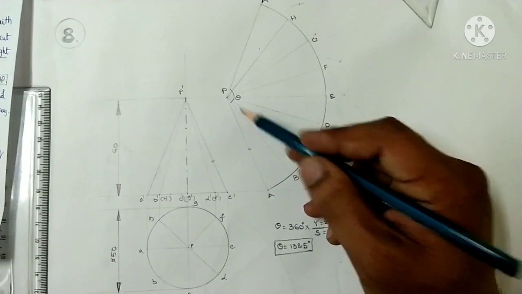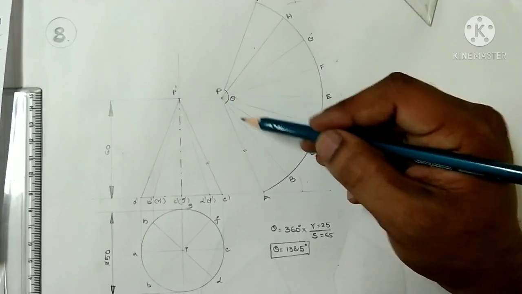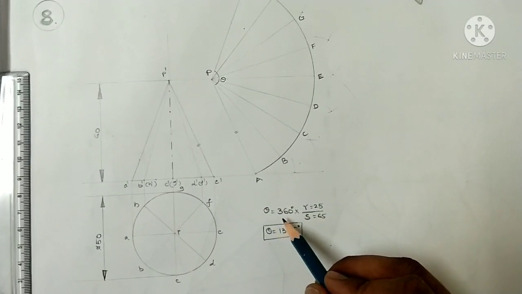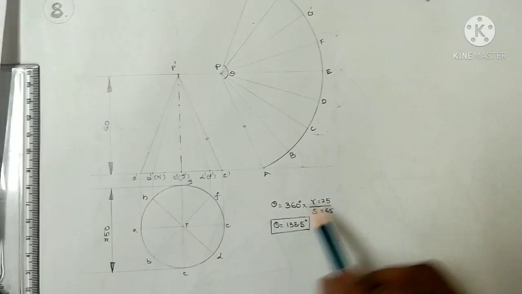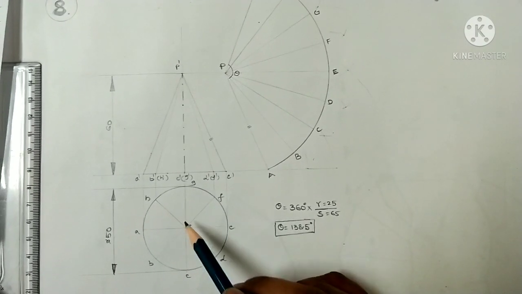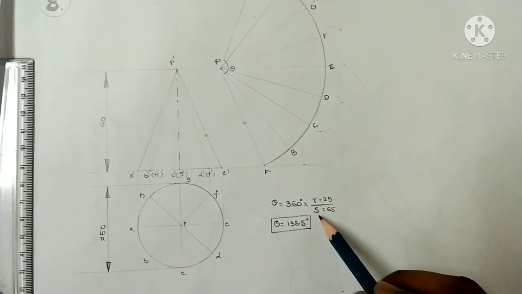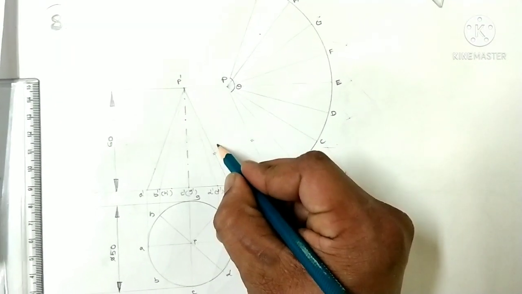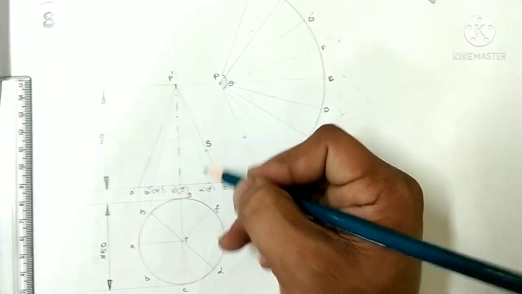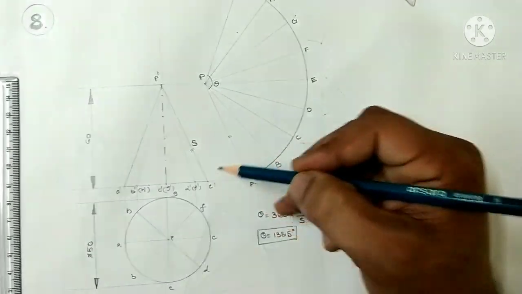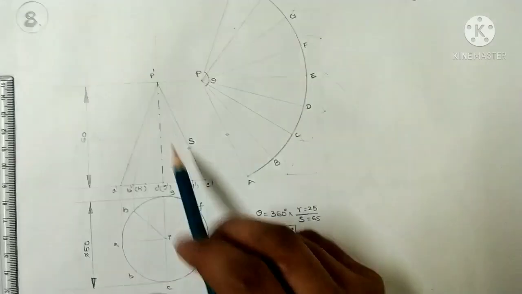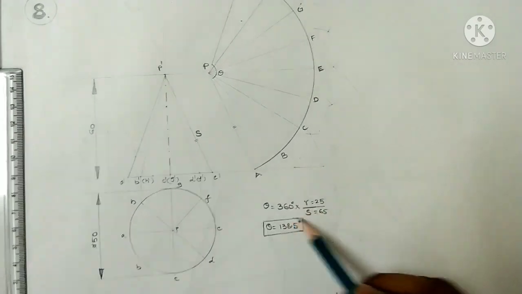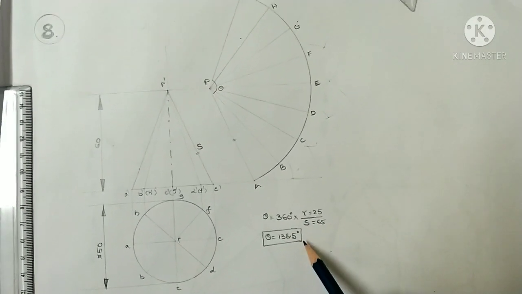Then the AP line is inclined to the other AP line by 138.5 degrees. So we have to calculate theta, that is equal to 360 degrees into R by S. R means the radius of the circle, 25 mm, because the diameter is 50 mm, and S means the slant height. Slant height means this one, the true length of the generator. So we can measure this inclined line, and here I got 65 mm because the axis is equal to 60 mm. So here R is equal to 25, S is equal to 65. After calculation, I got 138.5 degrees.